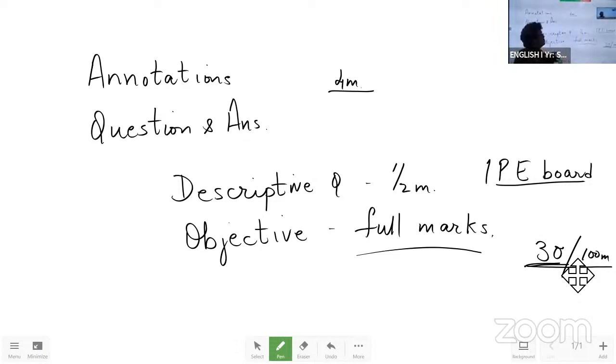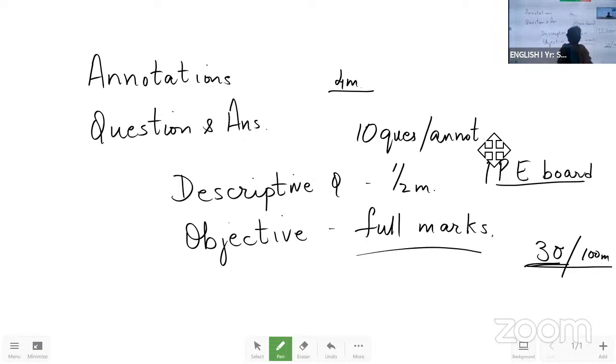So remember this, because section B and C are objective, you can start with it, but time your paper. You should have enough time to write this descriptive, which consists of 10 questions. At least the question and answers and annotations. There are 10 of them: 5 subheadings, annotations from prose and poetry, and question and answers from prose and poetry, non-detailed. So it takes quite some time. So time your paper so that you can attempt all the paper.